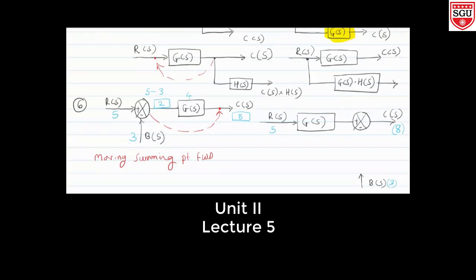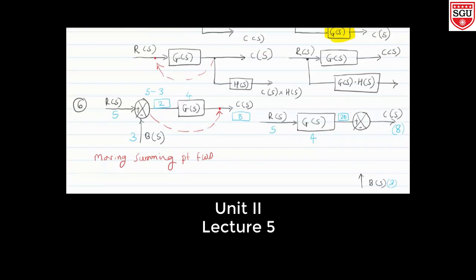So when G of S is equal to 4, how will I get 8? What should I do so that we can prove the rule? I can tell you the rule directly, but that will not be better. If you understand this way, it will be better for you to understand clearly. So if we consider R of S multiplied by G of S, what will be the value? 20. I want 8.